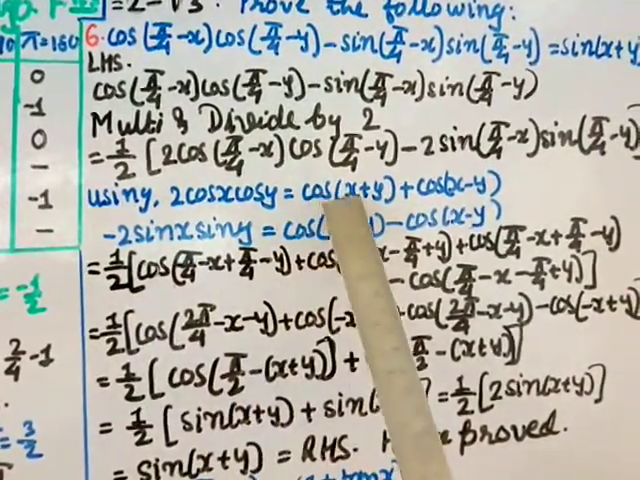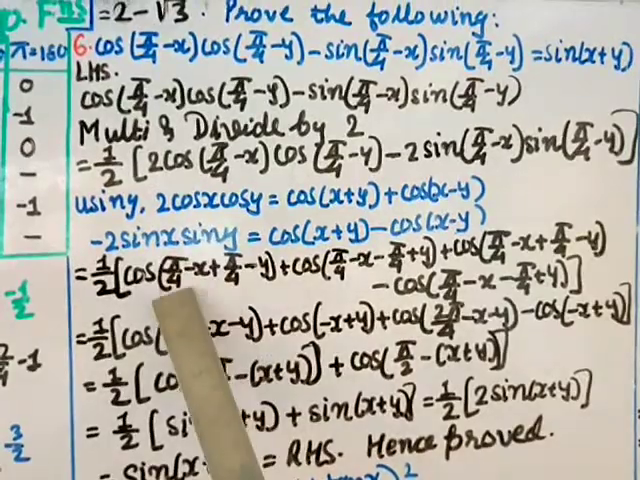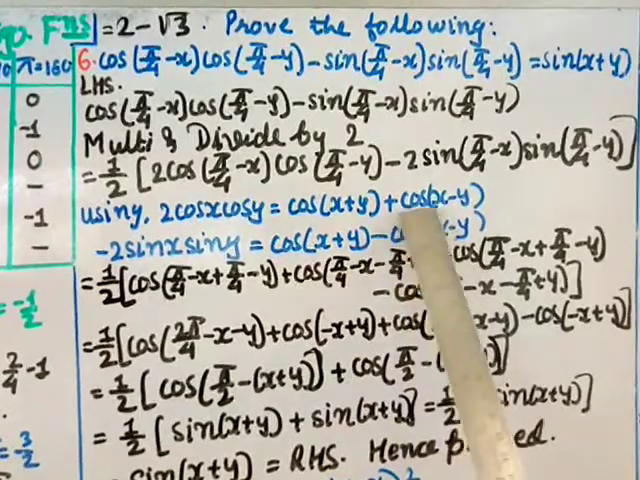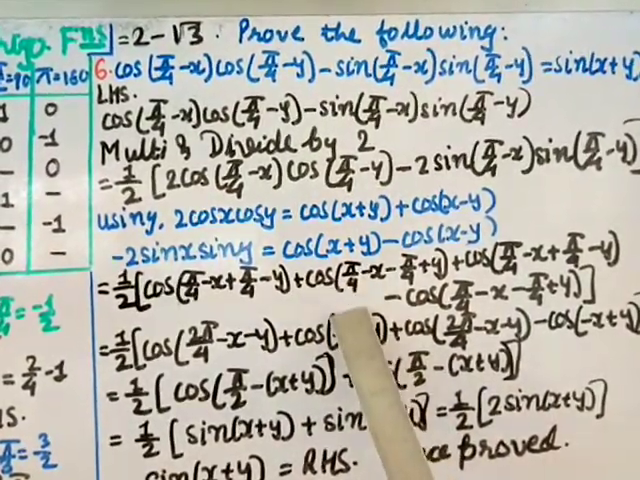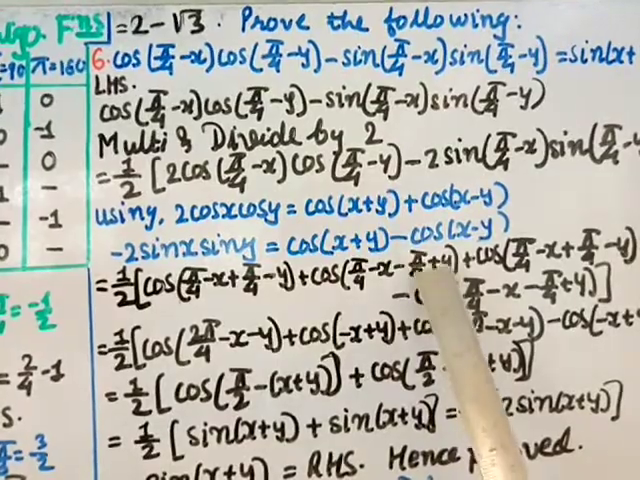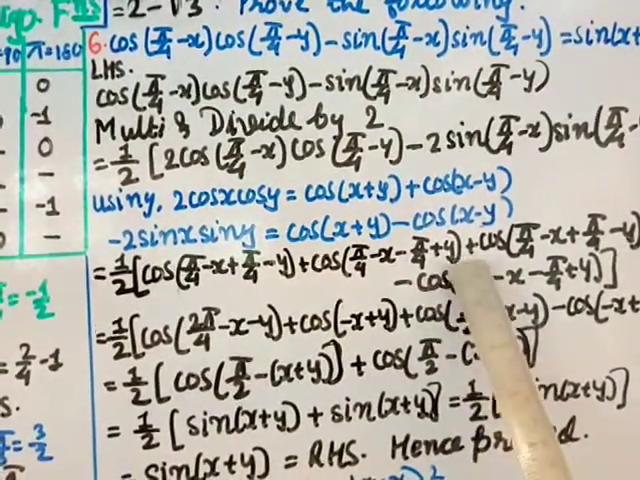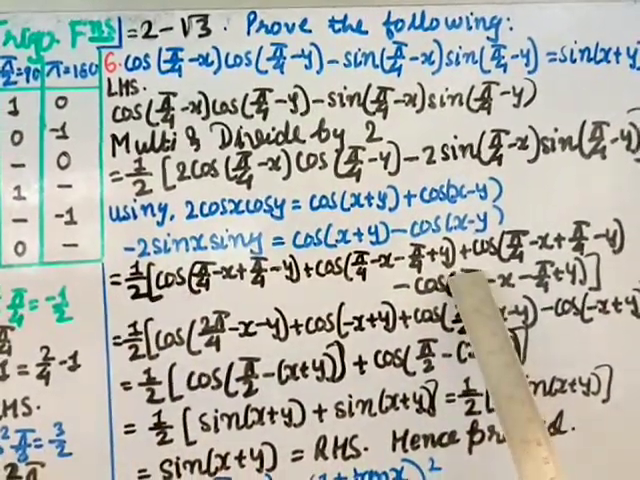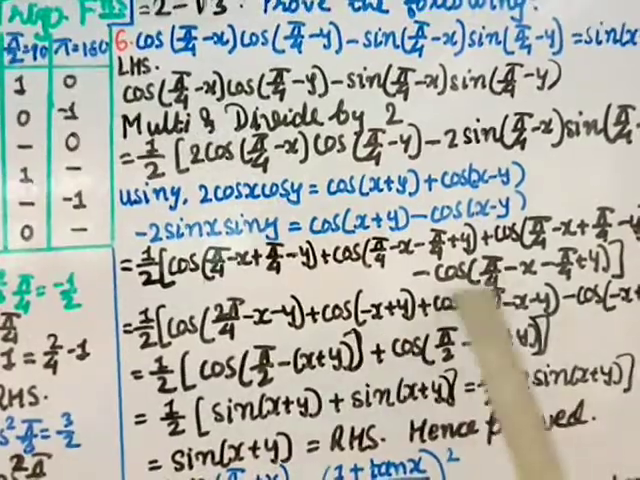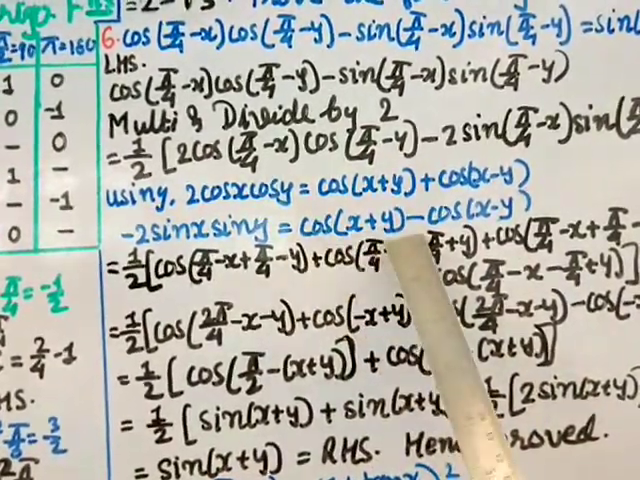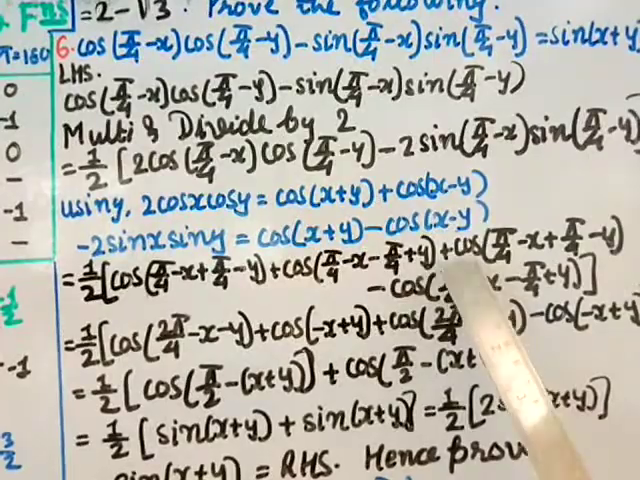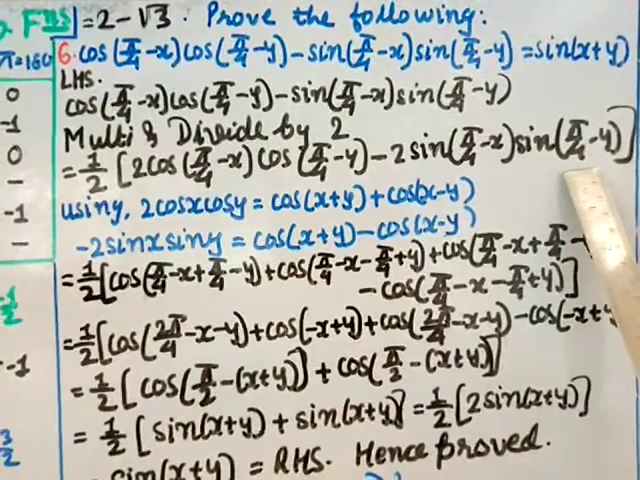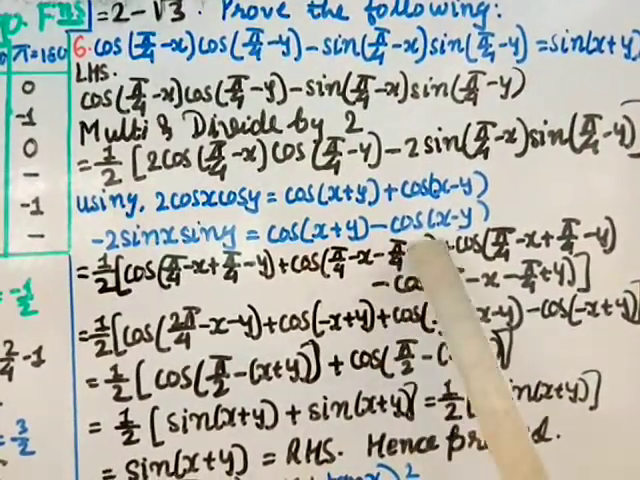So cos of x plus y, where this is x and this is y: pi by 4 minus x plus pi by 4 minus y, plus cos of x minus y: pi by 4 minus x minus pi by 4 minus y, where the minus turns into plus y. Then minus 2 sin sin, so I'll write plus here, because the minus is also included in the formula. So it comes plus cos of x plus y, where this is your x and this is your y: cos of pi by 4 minus x plus pi by 4 minus y. Then this one minus cos of x minus y.